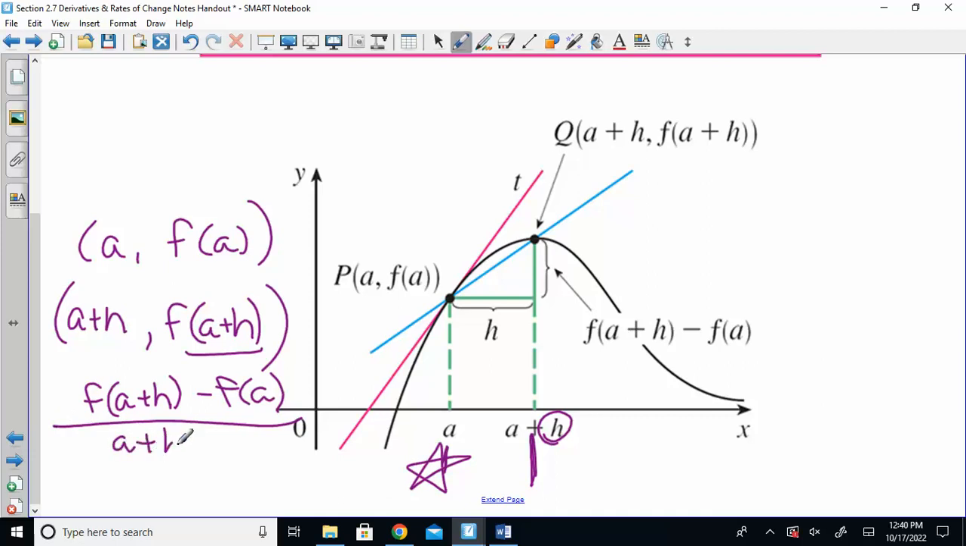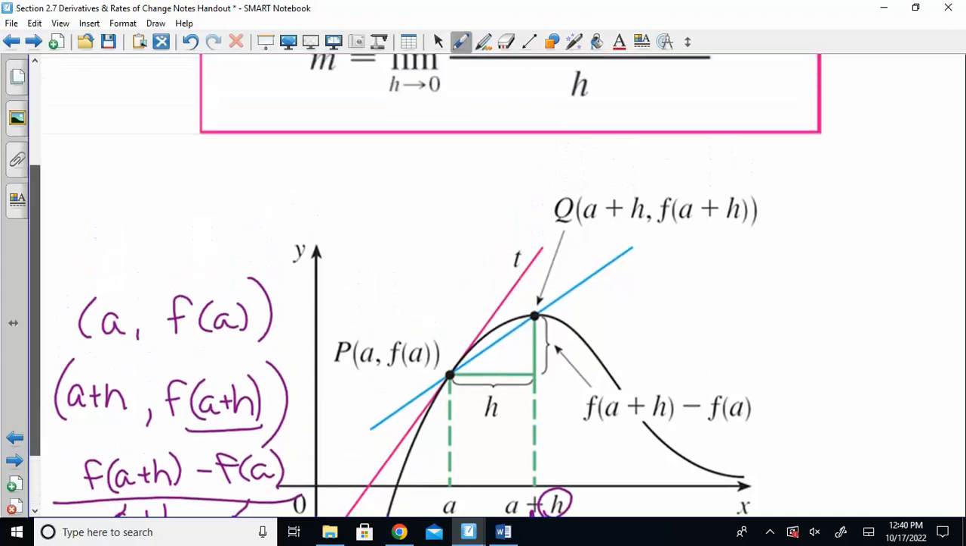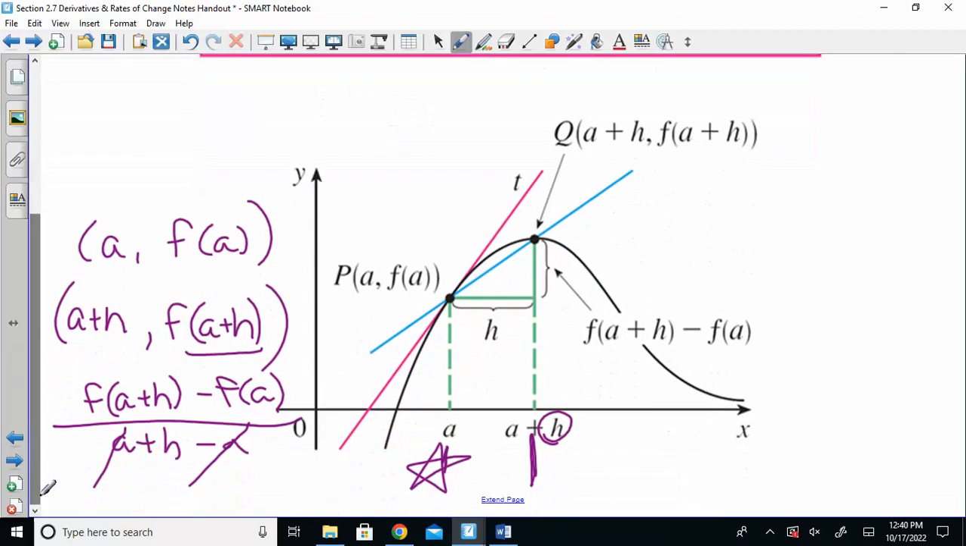Over a plus h minus a, if I set up the slope. What happens to these a's on the bottom? They cancel. And so that's where that formula came from. So h is just representing the distance between 2 points. So I'm making that get smaller so the points are turning into one another. And then this is just a result of the slope, y2 minus y1 over x2 minus x1.